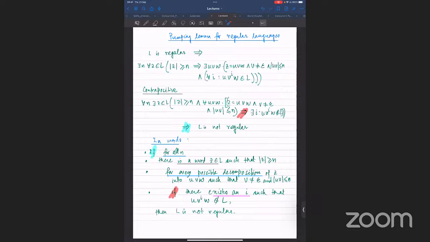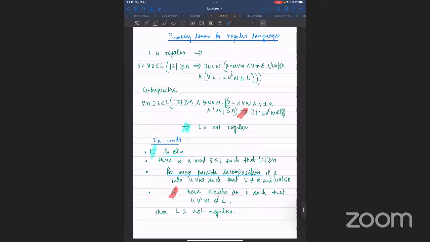Now, another important way of looking at it is the contrapositive, right? So what does the contrapositive say? It says that for all n, you can choose whatever n you want, there exists a string z such that the length of z is greater than or equal to n. And for all possible decompositions of z such that z equals uvw and v is not epsilon and the length of uv is less than or equal to n, there exists an integer i such that you can pump v i times, and the resultant string is not in L, correct?